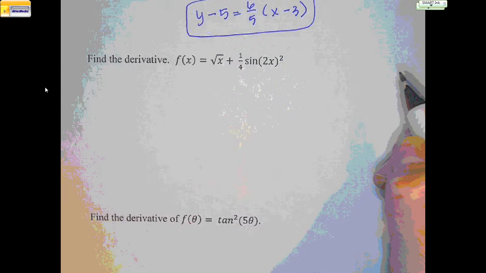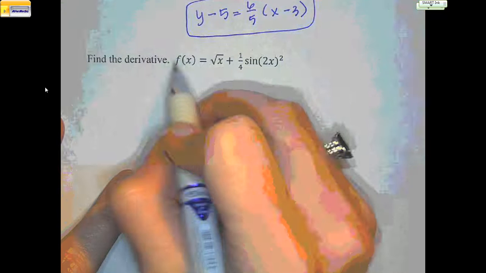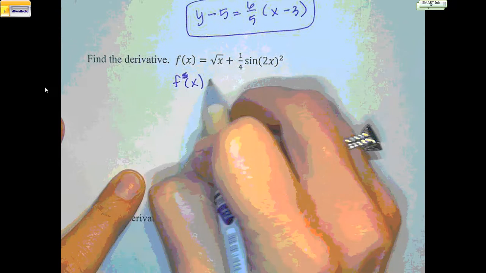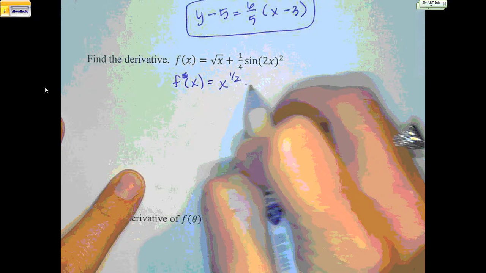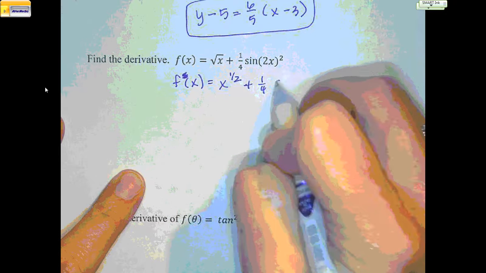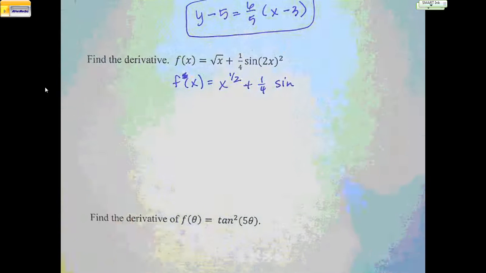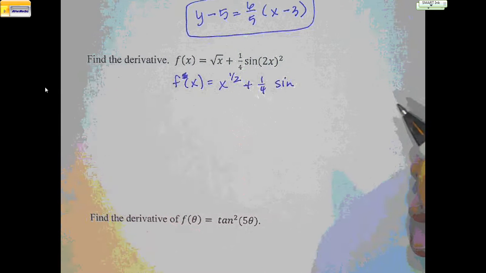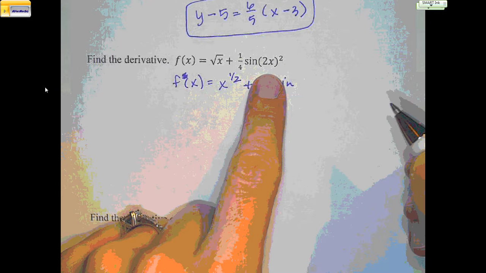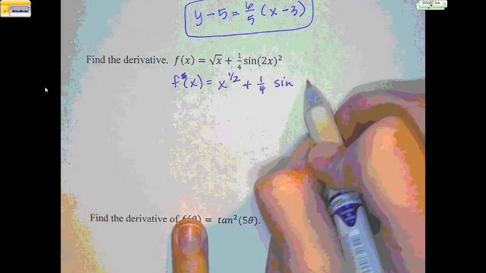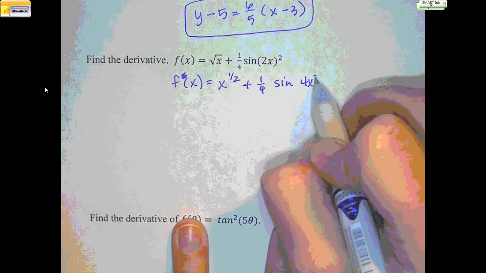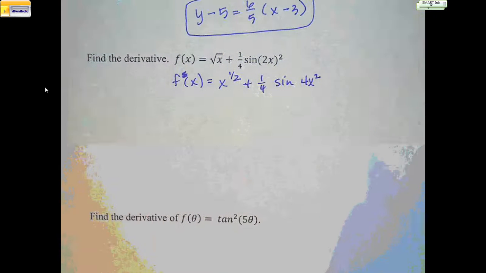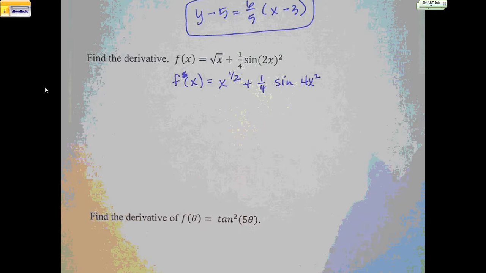Find the derivative. Alrighty, let's rewrite this. Whoops, not derivative, sorry. Equals x to the 1/2 plus 1/4 times sine of. Now, I could write 2x the quantity squared. I think it's actually going to be more brain power to do that because it makes a whole nother link in the chain for the chain rule. Can't I also just make that 4x squared? That's what 2x squared is. It's 4x squared. So this will simplify it by one link in the chain for the chain rule.